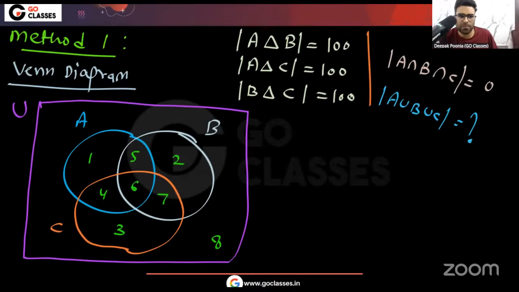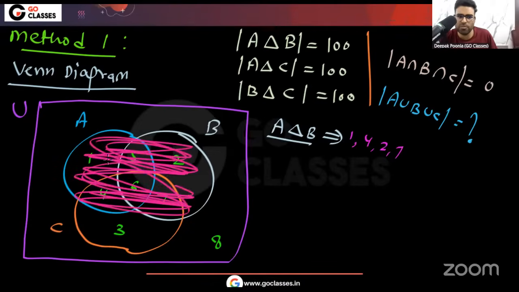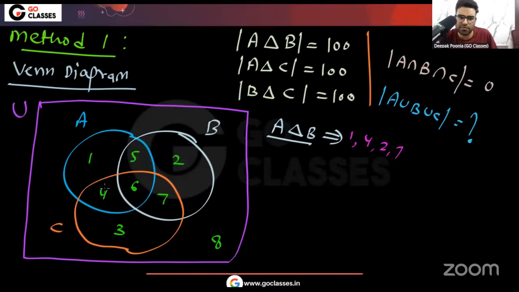Now can you tell me what is the A symmetric difference B area in this question? Which areas are there in A symmetric difference B? You can see that is 1, 4, 2, 7. Yes or no? Do you agree with me? Because for A symmetric difference B, you forget about the common area of A comma B. Basically, from A union B, you remove the common area of A comma B. So you will get 1, 4, 2, 7.